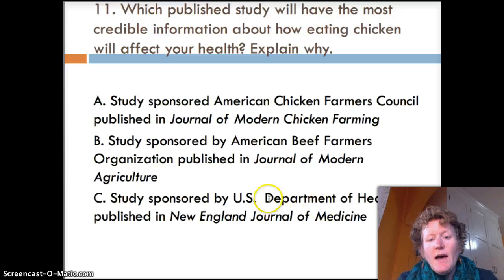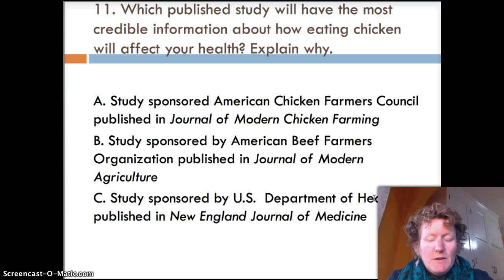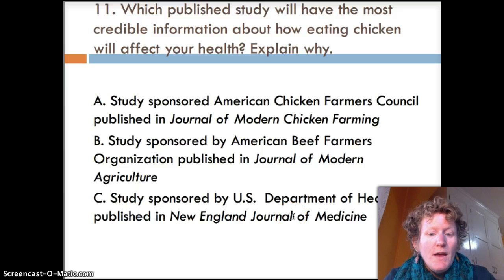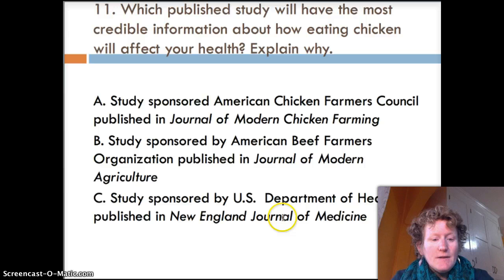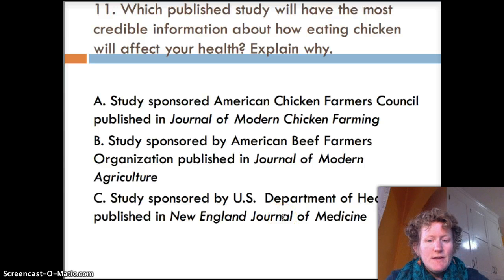Now for me, I would pick this one. The U.S. Department of Health is supposed to not be too biased towards one industry or another. And the New England Journal of Medicine is a peer-reviewed journal. That means other scientists and doctors read other people's experiments to make sure that they did a good job of conducting the experiment.